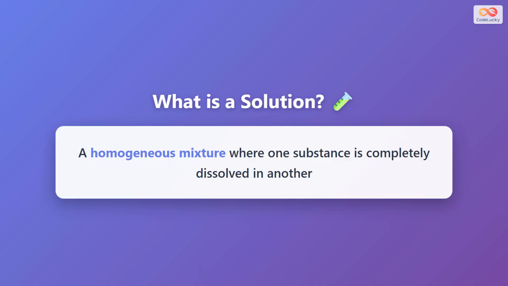Before we dive into solvents and solutes, let's first understand what a solution actually is. A solution is a homogeneous mixture where one substance is completely dissolved in another. Homogeneous means the mixture is uniform throughout, with no visible separation between the components. Think of sugar water or salt water, where you cannot see the individual particles once they're mixed.